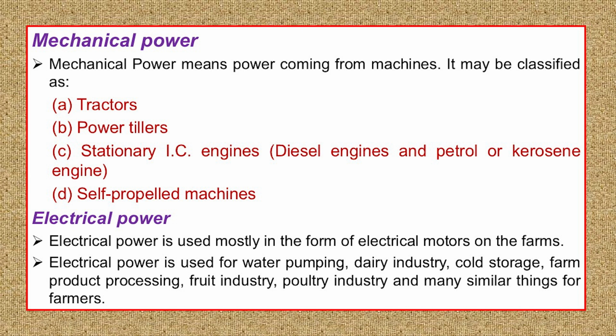They are equipped with the power sources. So tractors, power tillers, stationary IC engines, and self-propelled machines are the sources of power that come under mechanical power. The next category is the electrical power.